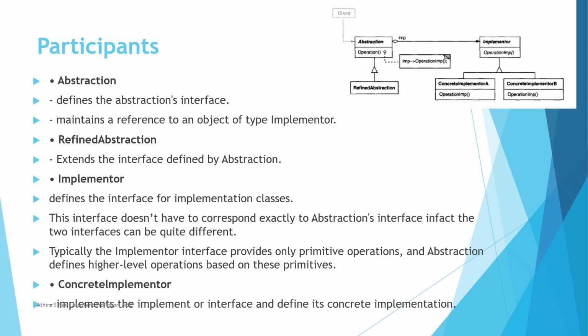So the participants in bridge are abstraction. This defines the abstraction's interface and maintains a reference to an object of type implementer. Then refined abstraction extends the interface defined by abstraction, and implementer defines the interface for implementation classes, and this interface doesn't have to correspond exactly to abstraction's interface. Typically the implementer interface provides only primitive operations, and abstraction defines higher level operations. The concrete implementer implements the implementer interface and defines the concrete implementation.